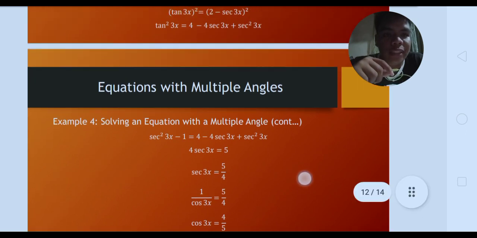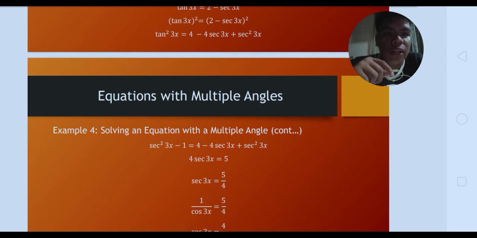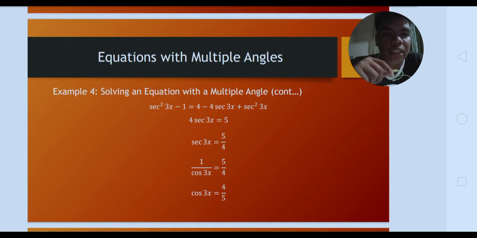As you can notice, there is tan squared 3x on the left, and on the right side there is sec squared 3x. So we replace tan squared 3x with sec squared 3x minus 1. That changes it. Then we just have to simplify. So it resulted in 4 sec 3x equals 5. And then divide both sides by 4 to obtain sec 3x equals 5 over 4.